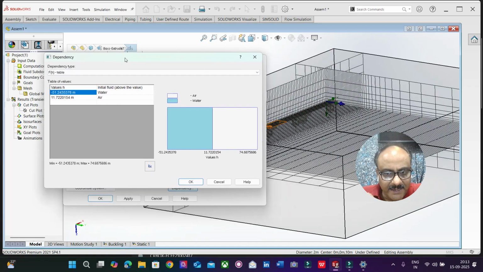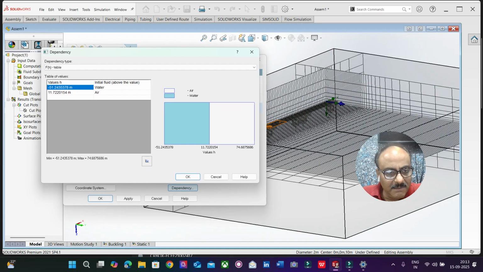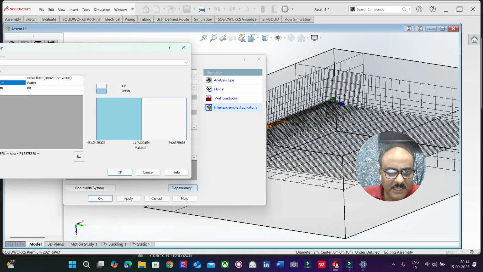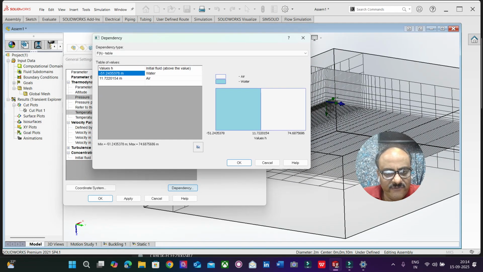we are going to define here the minimum region. The minimum distance is minus 51.24 meters and the maximum is 74.68 meters. So the 74.68 meters is going to be exactly on the top of the pier cap. Okay, so we are going to assume that 74.68 is the height, exactly on the top of the pier caps. Or we can also increase it in any way we want.